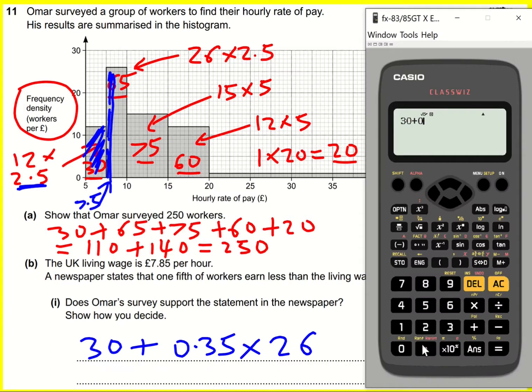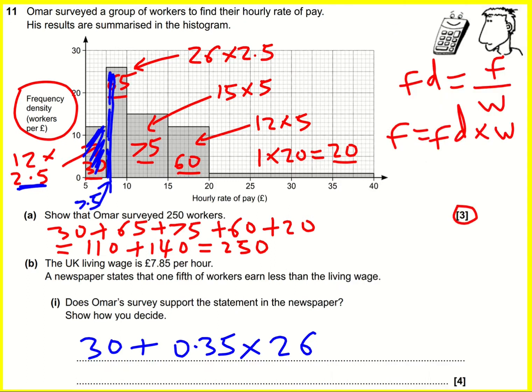So 30 plus 0.35 multiplied by 26, 39.1. Now, obviously, we can't have 0.1 of a person, but we're making estimates. Really, that's what we're doing with the histogram.